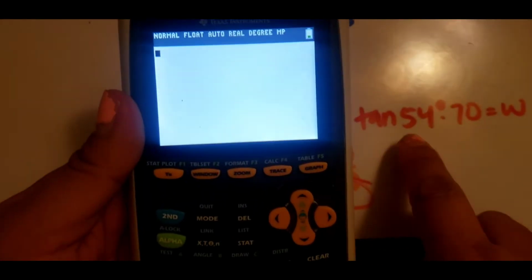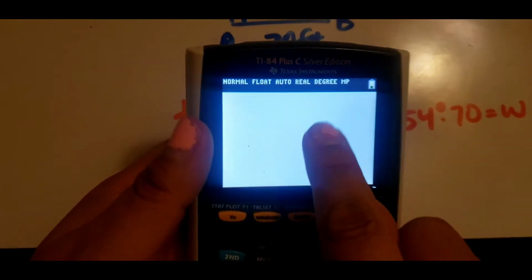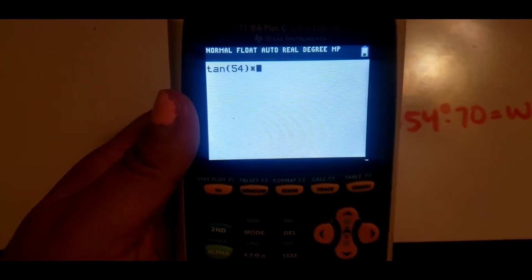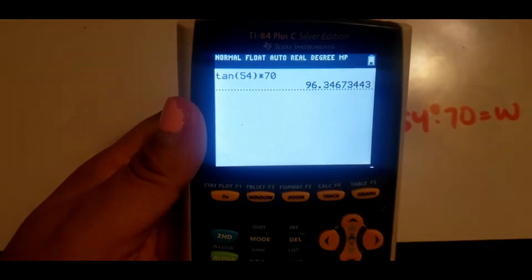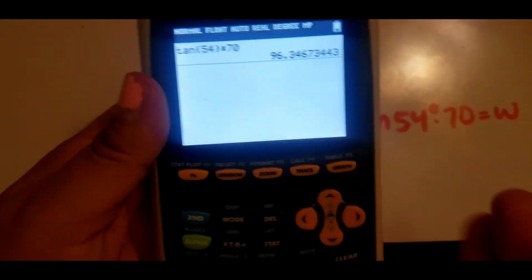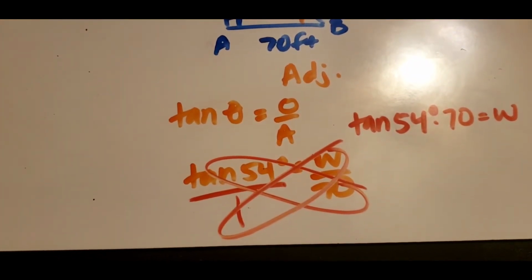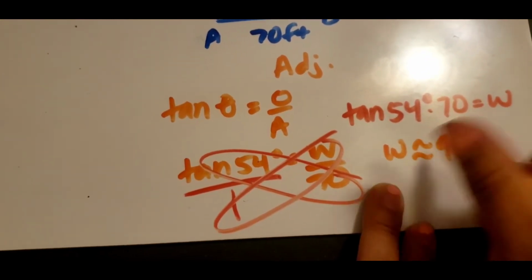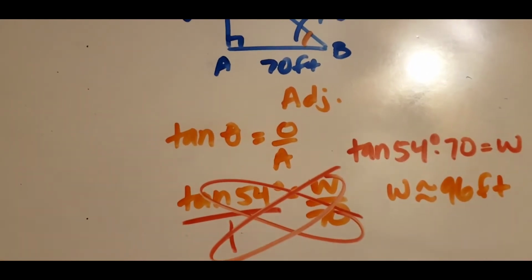Okay, so now in your calculator, we are working with degrees. It's 54, so make sure you change your calculator from radians to degrees if it's not already. So tangent of 54 times 70, and that should be approximately 96. If you want to keep a couple decimals, feel free. But again, if they don't specify, then I just kind of leave it, whatever I want. So they wanted to find W. So W is approximately 96, and my unit of measurement would be feet. Okay, and then that's it.